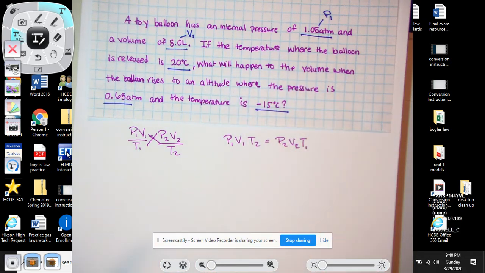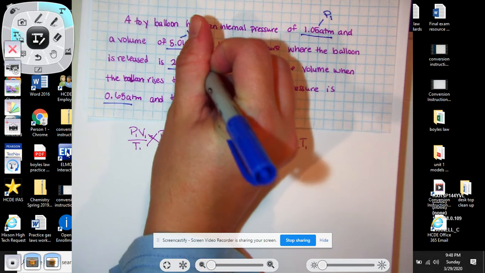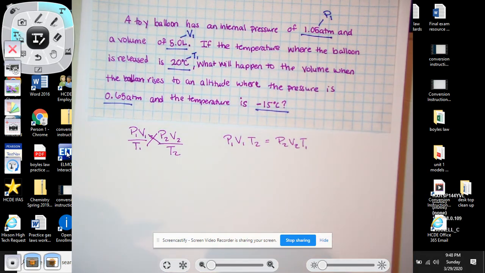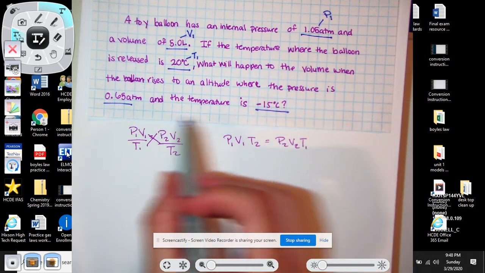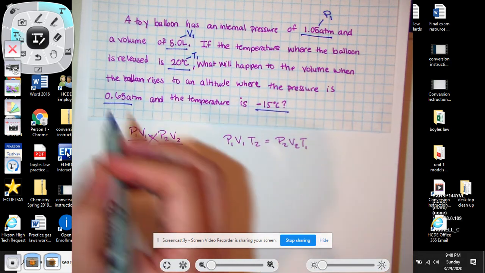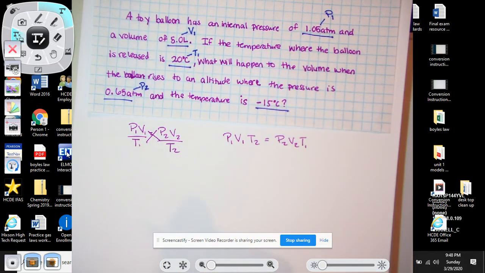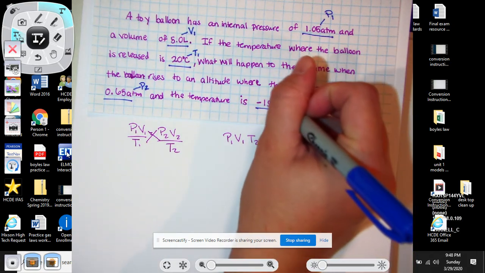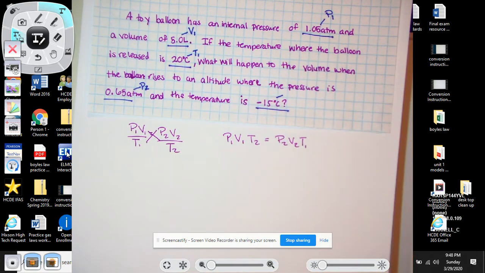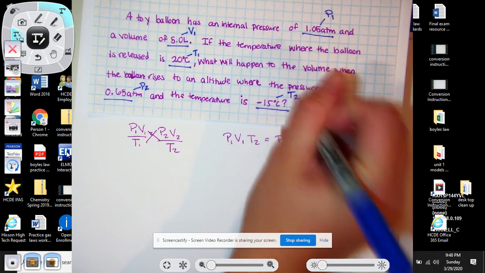If the temperature where the balloon is released is 20 degrees Celsius, now 20 degrees Celsius does give us a temperature, and it is T1. However, we're going to have to do something with that temperature because it is not in Kelvin. It does need to be in Kelvin. And then the pressure at the altitude is 0.65 atmospheres. That's your P2. It's in atmospheres, so you don't have anything else to do with it. And then negative 15 degrees Celsius is going to give you your T2.